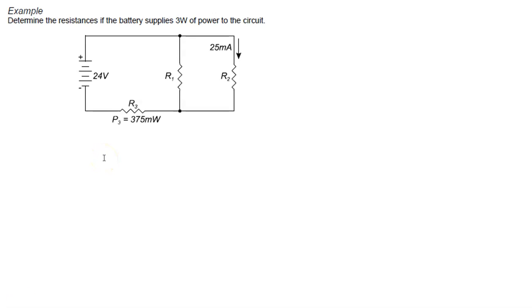Okay, so determine the resistances if the battery supplies 3 watts of power to the circuit. And so we note then that this here is VT. And so if that circuit supplies 3 watts of power, that battery or that source supplies 3 watts of power to the circuit, remember that is PT. Okay, so you can sketch a PVIR chart for this one if you wish.